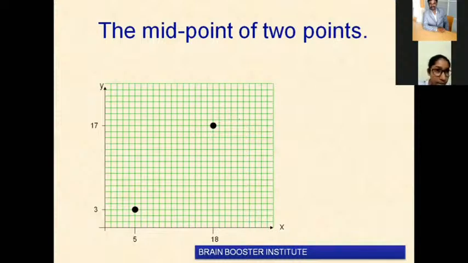The midpoint is (x1 plus x2) by 2, and then (y1 plus y2) by 2. Yeah, (x1 plus x2) by 2, comma, (y1 plus y2) by 2. Can you say the same formula in words, Nana?